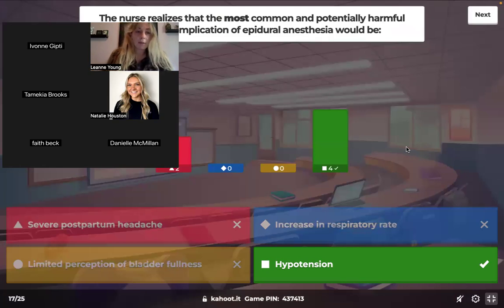So the most common thing we see with epidurals is hypotension. A postpartum headache would be like if they had a spinal tap, like if the epidural went in and is causing them problems and they're having headaches. That's not common. We don't see that very often at all, but it can happen. The most common and harmful maternal complication is hypotension. So, what are your nursing interventions if a mom becomes hypotensive with an epidural?